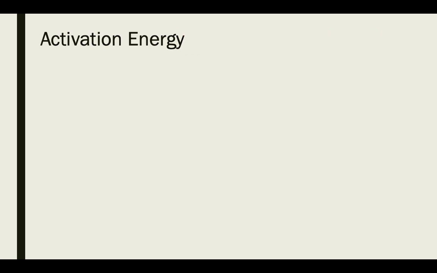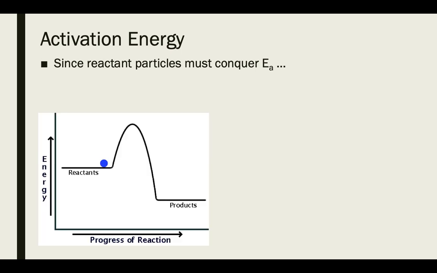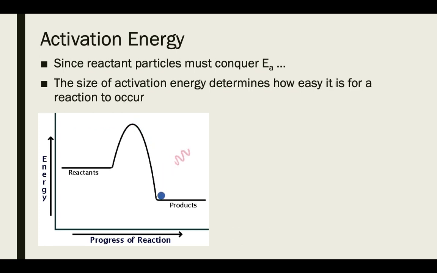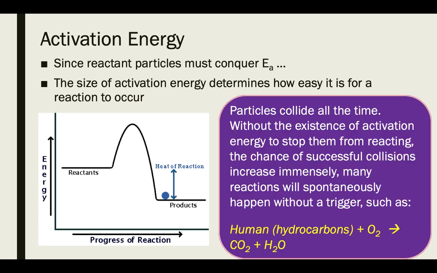Now let's zoom into activation energy. Since reactant particles must conquer activation energy, like this, they must conquer that small mountain, okay? The size of the mountain, the size of activation energy, will determine how easily a reaction can occur, okay? Another way to understand this is that particles actually do collide all the time.